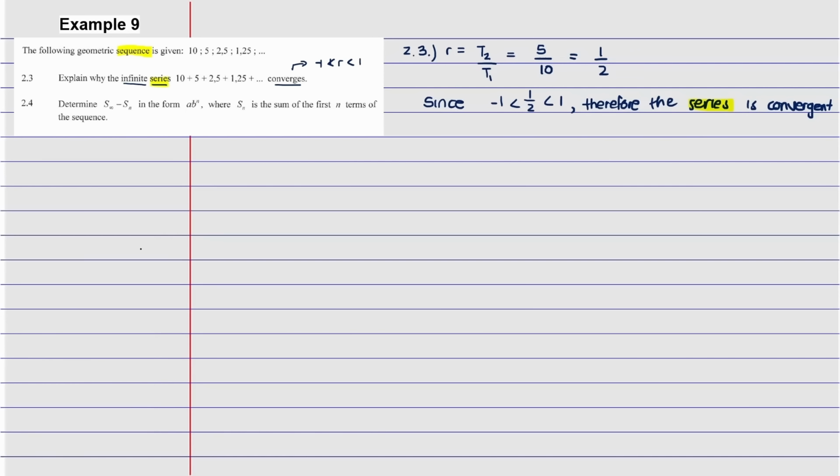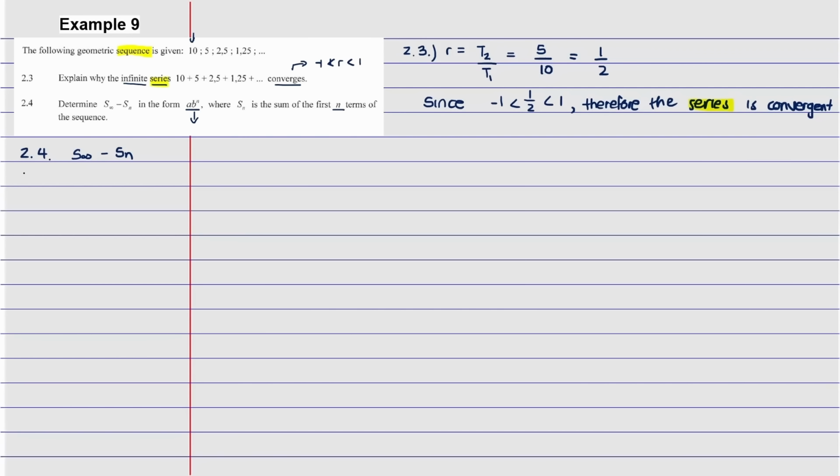So now let's go to 2.3, 2.4. It says determine S to infinity minus Sn in the form of a b to the power n, where Sn is the sum of the first n terms of the sequence. So now we need to determine S to infinity minus Sn in terms of a multiplied by b to the power n. But obviously in our case, you're going to substitute our a as being this and our r as being 1/2, but they just want it in this form. I hope that makes sense.